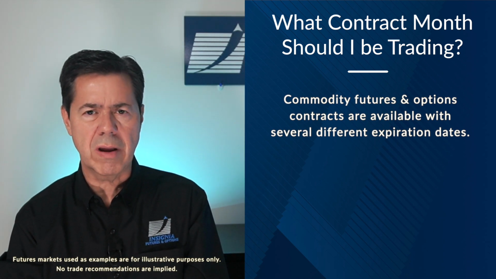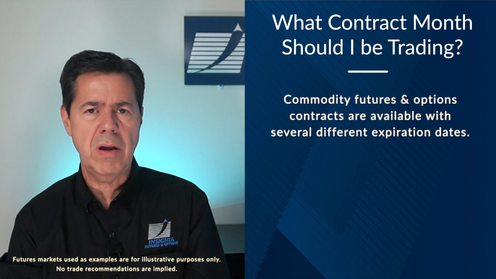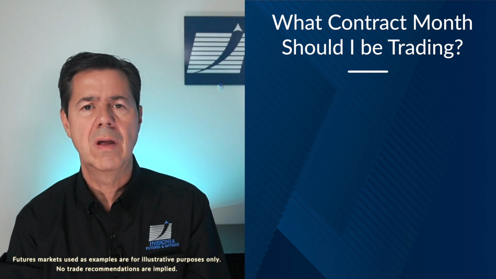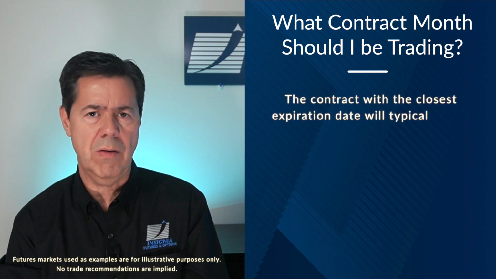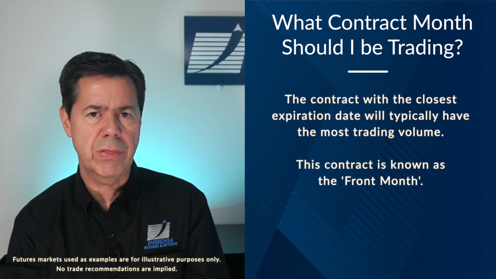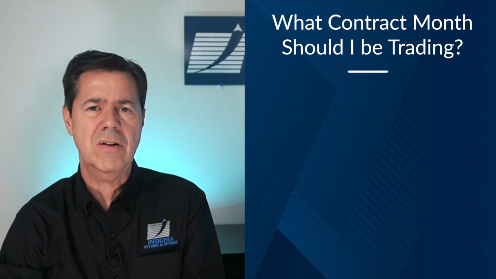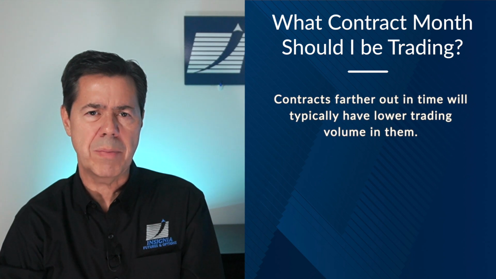For example, if you felt crude oil prices were going to rise over the next 18 months, you may think it would be best to trade the contract that expires 18 months from now. The problem with this is that there may not be enough trading activity or volume in a contract 18 months from now. The closest trading month contract, known as the front month, will typically have the most trading volume. As you start to go out farther in time, you will see trading volume in each month dropping.